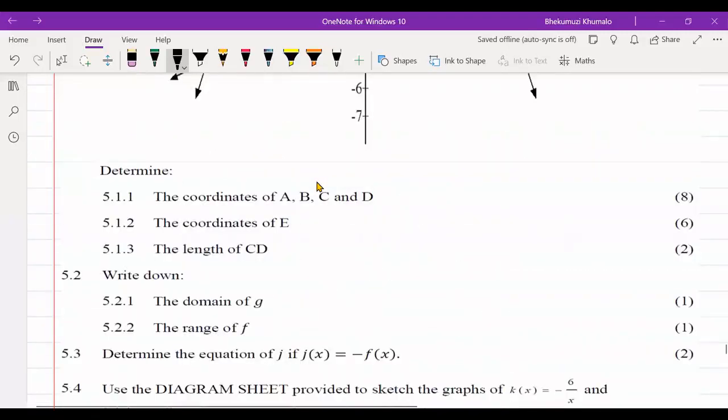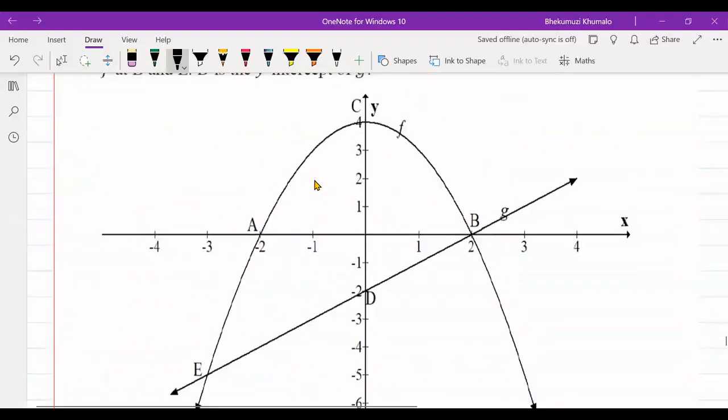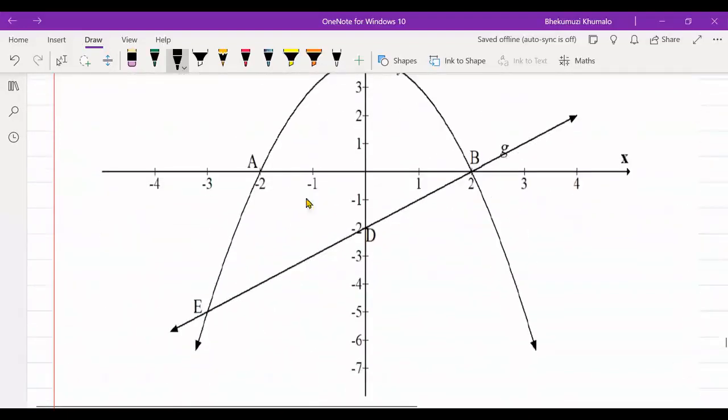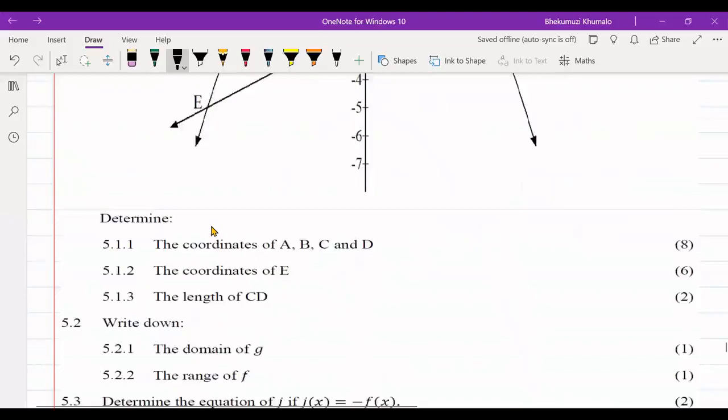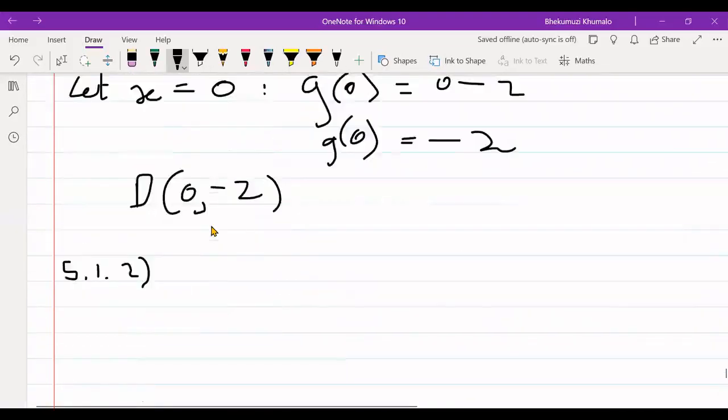Now they say determine the coordinates of E. Where is E? E is down there, right? This is probably at 3. Now I know you could have checked this by putting 3 and 3 into both equations and seeing if they give the same answer. If they do, then it's equal. But in this case, the first thing we're going to do is actually solve it.